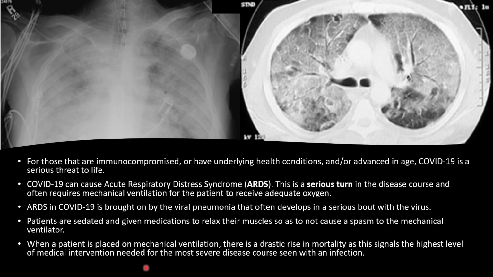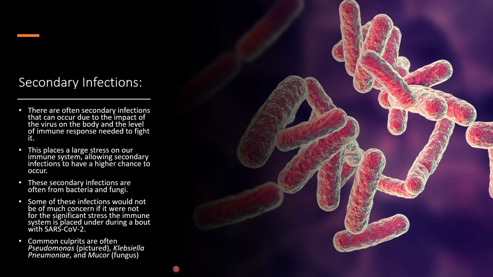So when a patient is placed under mechanical ventilation, this is where you see a very drastic rise in mortality, because this signals the highest level of medical intervention that we know to date that is needed for a severe disease course that you will have with a SARS-CoV-2 infection. However, that's not enough. As if our problems are not enough with having to get a giant tube down our throat to breathe on our own, you may get a secondary infection.